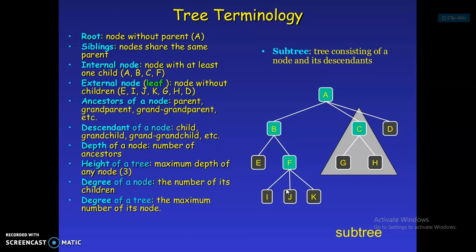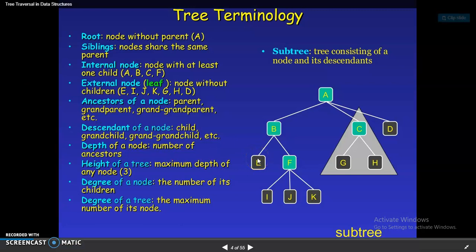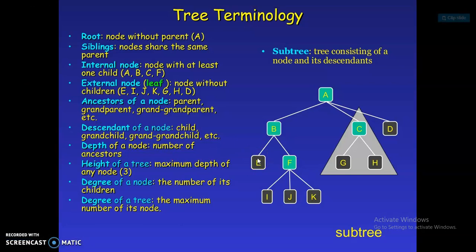Next, degree of a tree. Tree degree is nothing but the maximum number of children of any node. Whatever node has the maximum number of children, that count is called the degree of the tree. Or we can also call it the maximum number of nodes within the tree, the total number of nodes in the tree is the degree of the tree.